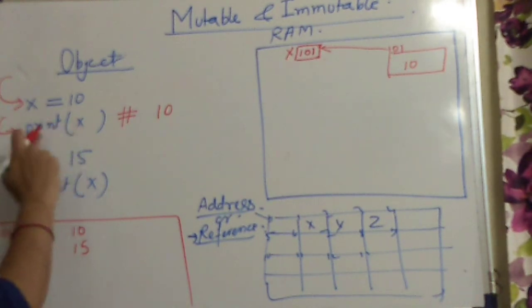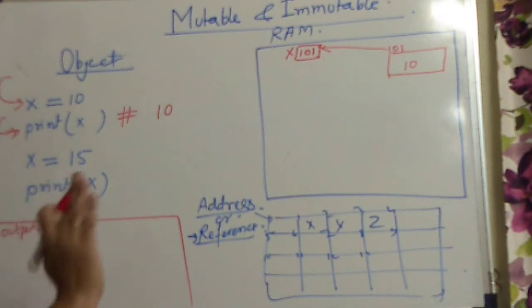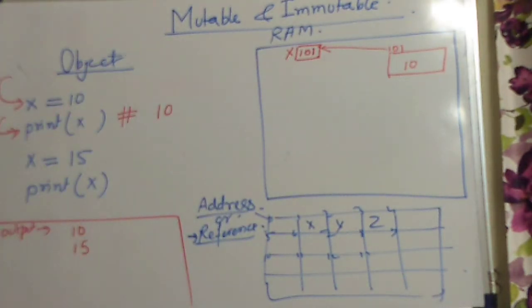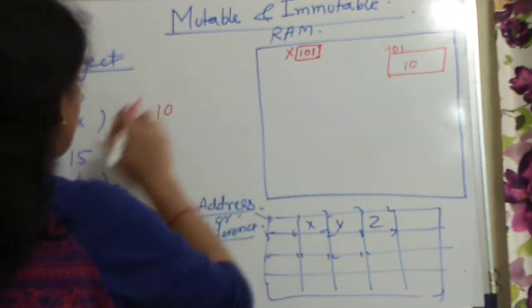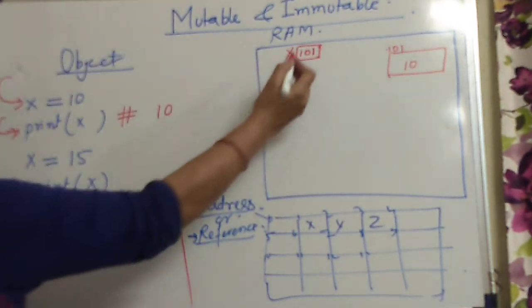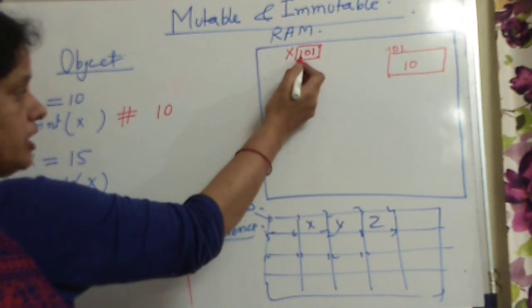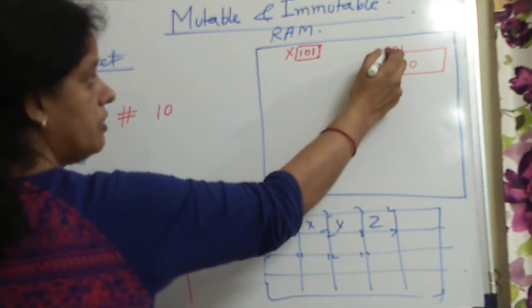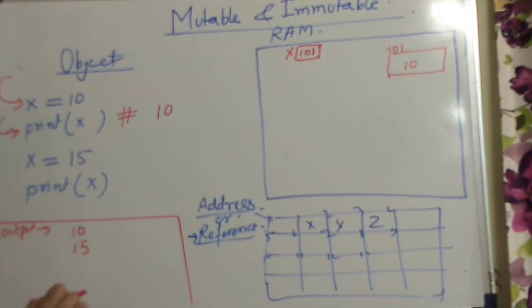Here you have written print x, so print x means this address will not get printed, right students? The value at that address, the value of that reference, will get printed. So now just remove this arrow. Internally the system will find x and see what is stored in x: 101. The system knows that this is the reference, so it starts searching for 101. It will find 101 here, take the value from that box and print it, right?